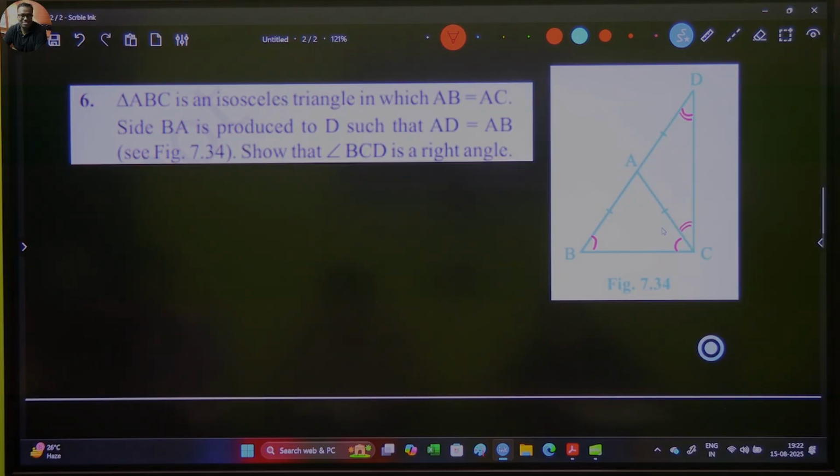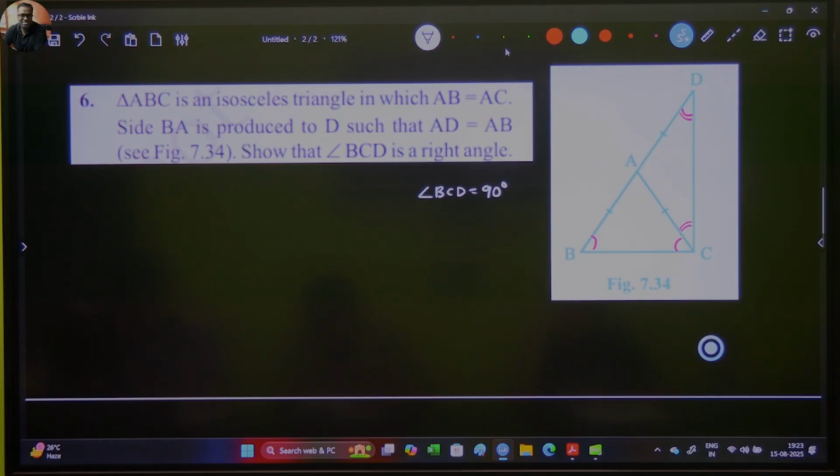Now you have to show that BCD is a right angle. BCD is a right angle मतलब आपने क्या प्रूव करना है? AD equal to AB means all three are equal ना. I am equal to you, you are equal to him, so I am equal to him, all of us are equal. Did you understand why these angles became equal? Now you have to prove that they make up 180 degree.